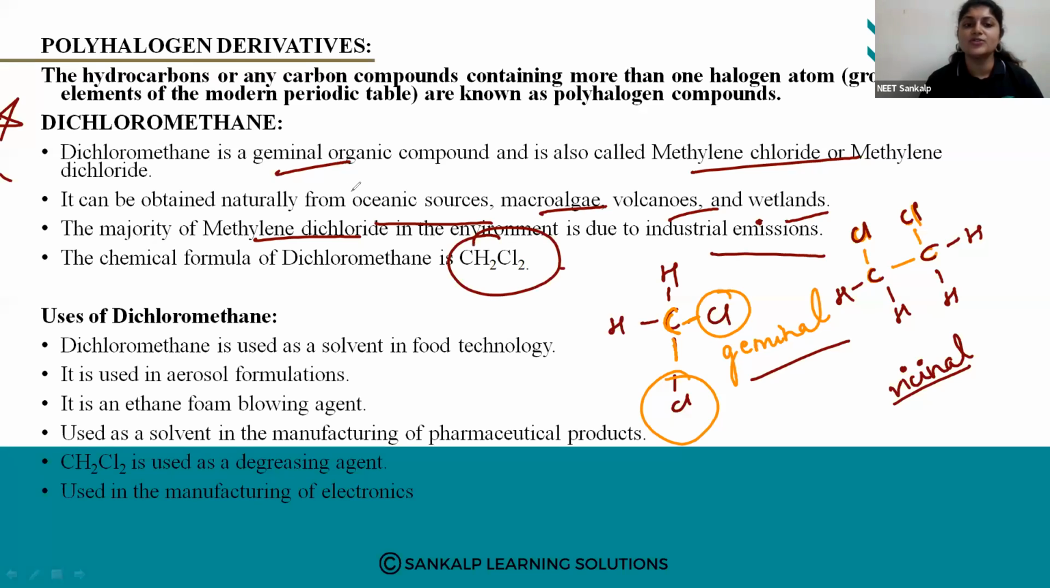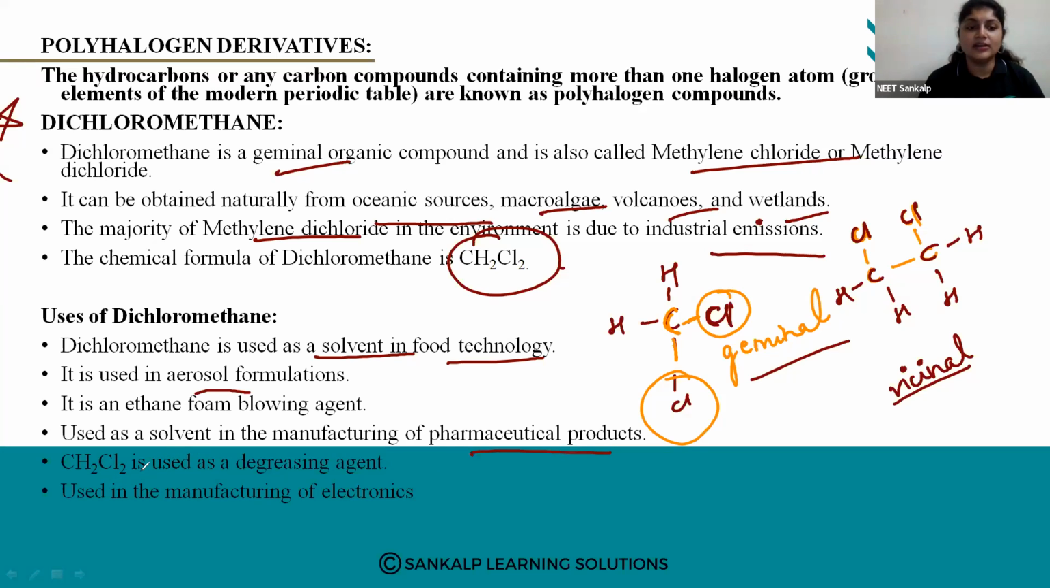So this is the first polyhalogen compound, with more than one halogen atom. There are two chlorine atoms, so it is an example of polyhalogen derivatives. Where is it used? It is used as a solvent in food technology, in aerosol formulations, as a blowing agent, and as a solvent in the manufacturing of pharmaceutical products.